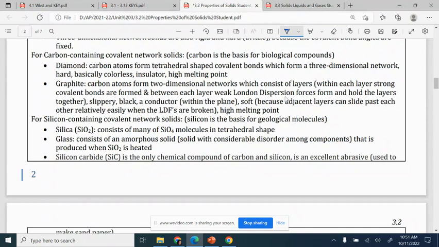Diamonds then are carbon. They're going to form these tetrahedral shapes in three-dimensional networks. They're going to be basically colorless, or at least you're hoping. There are some diamonds that are different colors, and then they cost different amounts. They tend to be insulators and have high melting points.